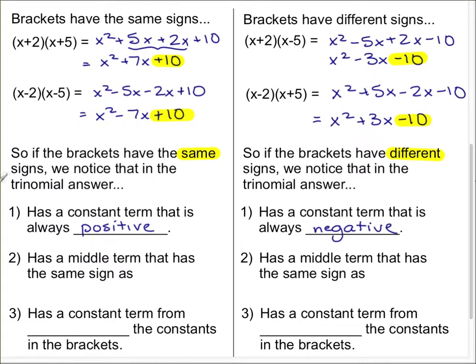Okay, now the next one says, so if the brackets have the same sign, we notice that the trinomial answer has a middle term that has the same sign as... So we're looking at the sign of the middle term. This one's a little bit harder to see, but we'll take a look at it anyway. Over here we've got a plus and a minus. This is a plus here, well, that's what we had in the brackets. This is a negative here, well, that's what we had in the brackets. So it has a middle term that has the same sign as the expanded brackets.